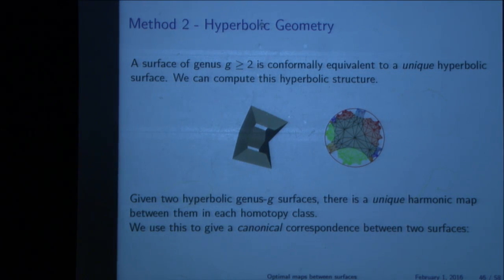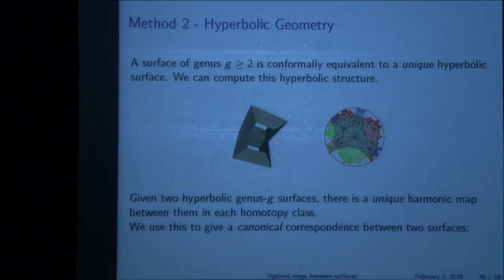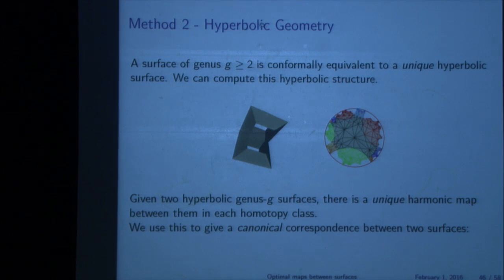Okay. So let me talk a little about a different approach. I talked about this method with conformal mappings of two spheres. But there's a different approach you can use, which is based on hyperbolic geometry. And I want to talk a little about this. So how do you compare two shapes using hyperbolic geometry? And why might that be a good idea?